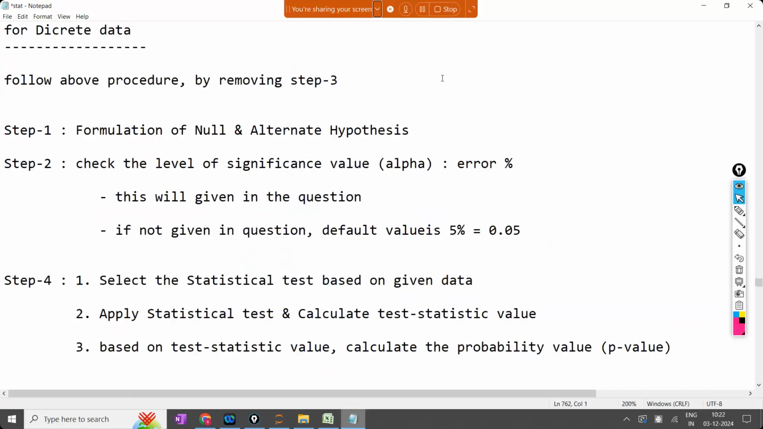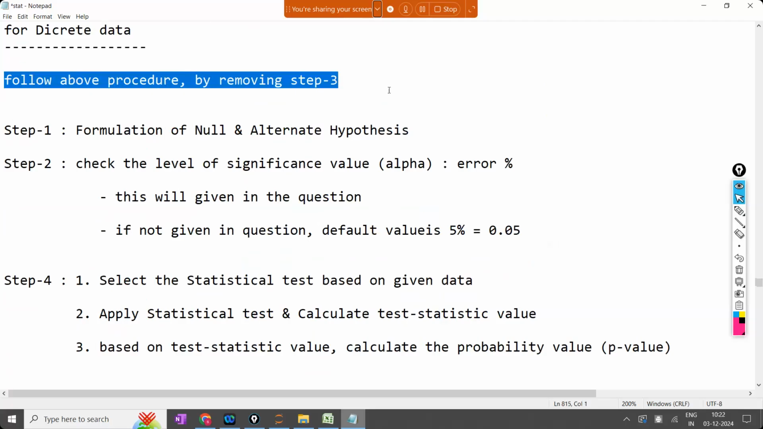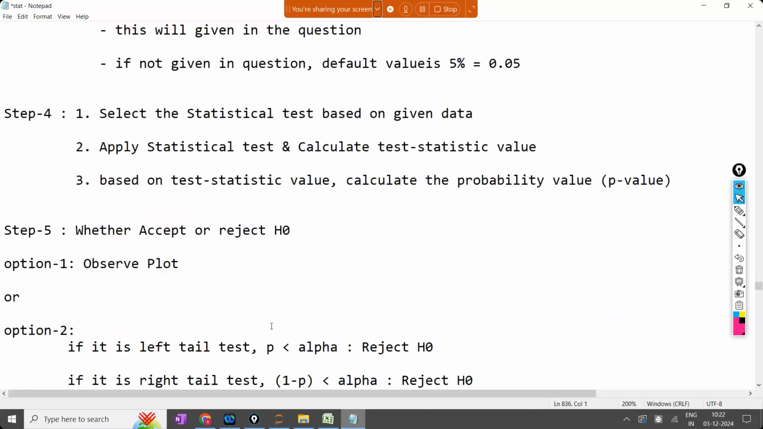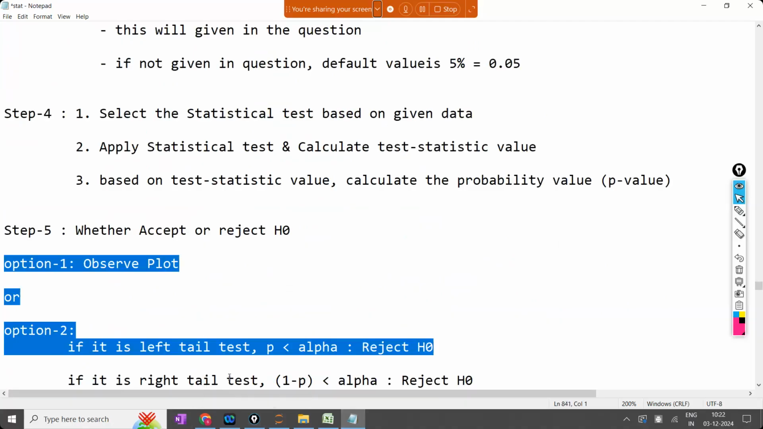Okay. Histogram is applied only on the continuous variable. Density curve probabilities are applied only on the continuous variable because probability is a decimal value. So it is a continuous variable. For a discrete variable, follow the above procedure as it is, just by removing step 3. Step 1 will be the same. Step 2 will be the same. Step 4 will be the same. Step 5 will be the same. No difference in any of them. Everything will be the same.